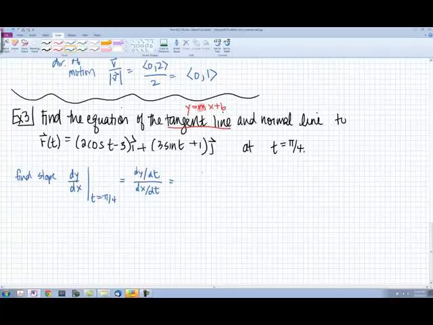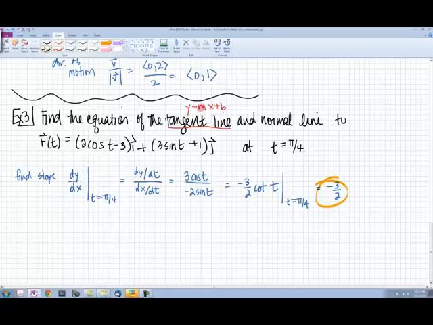So what's dy/dt? 3 cosine t. And dx/dt is going to be negative 2 sine t. So I can simplify that to be negative 3 halves cotangent t. Now we want to evaluate this when t equals pi over 4. Cotangent pi over 4 is 1, so our slope is negative 3 halves. Now the other thing we have to do in order to write an equation of a tangent line is to have a point that it goes through.